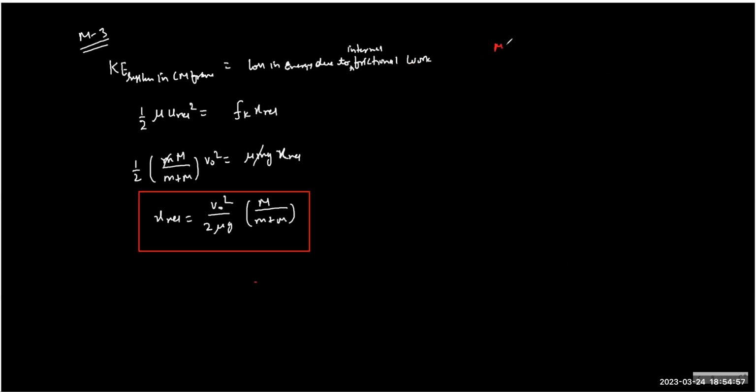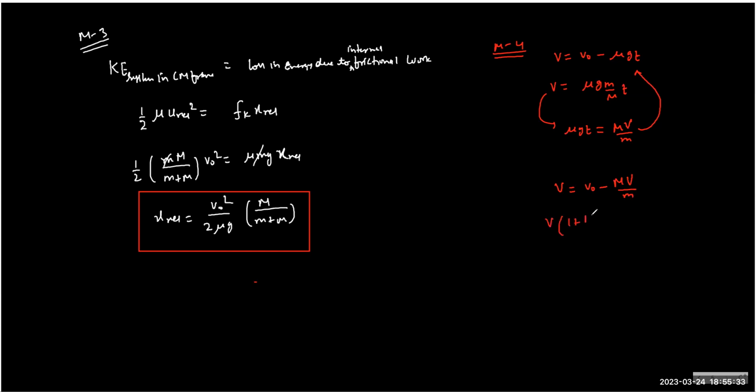So maybe I can use the method for so we know V equals V naught minus mu G T, and V equals mu G M by M into T. So the idea is I can get T and I can simply substitute there. If you substitute mu G T is capital M V by small m, and then substitute here. So V becomes how much? V naught minus... and then you can rearrange, and then V equals to... So this is what we did actually.